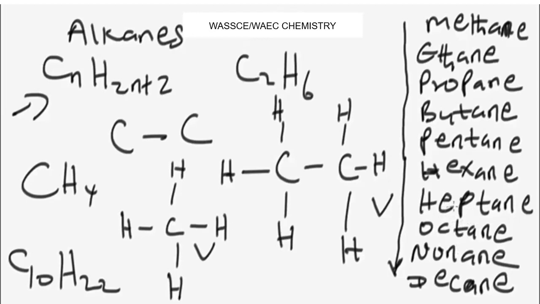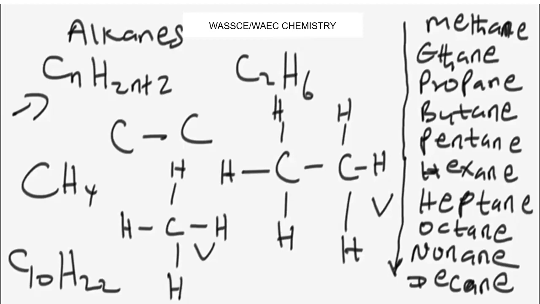Octane is less viscous than heptane. Heptane is less viscous than hexane, in that order. Okay, and this viscosity is just how easily the hydrocarbon can flow. For instance, oil flows more slowly than fuel. So you can see that fuel flows faster than oil. So that's what viscosity is talking about.